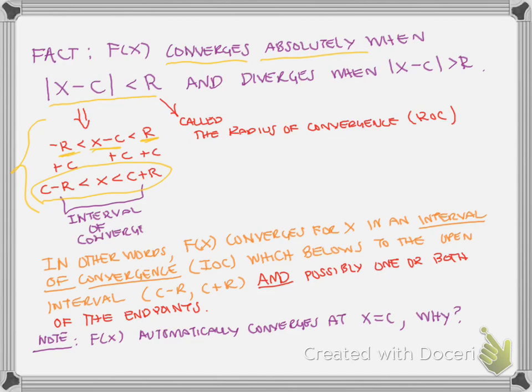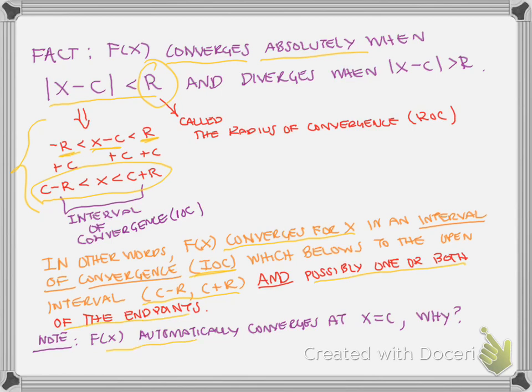I'm sorry, I don't know what's going on with my eraser. That should say interval of convergence, or IOC. And then this R here, that's our radius of convergence, or ROC. So in other words, f of x converges for x in an interval of convergence, IOC, which belongs to the open interval c minus r, comma c plus r, and possibly one or both of the endpoints. And when we look at the examples, you'll see what I mean.